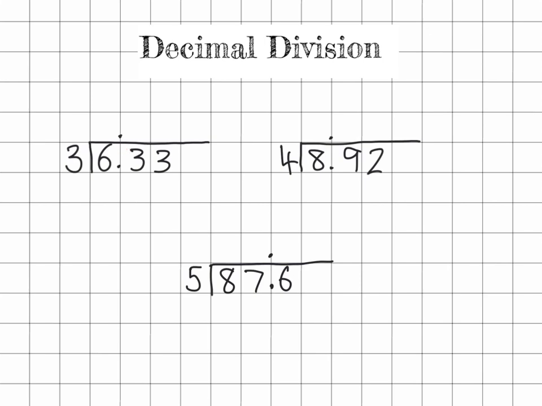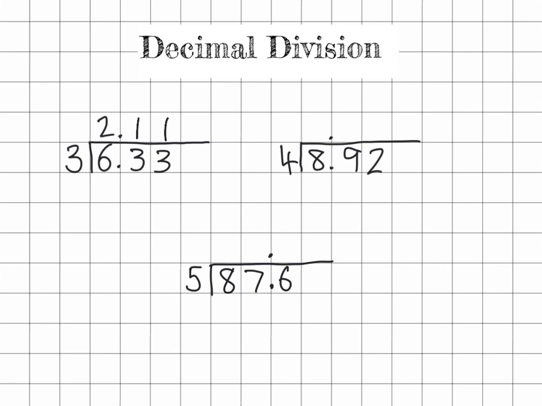Okay, so let's go through these ones. So this is me showing you, and then you're going to have some to do later on. So how many times can we get 3 into 6? 2 times. And then we can get 3 into 3 once, 3 into 3 once. So our answer to 6.33 divided by 3 is 2.11.